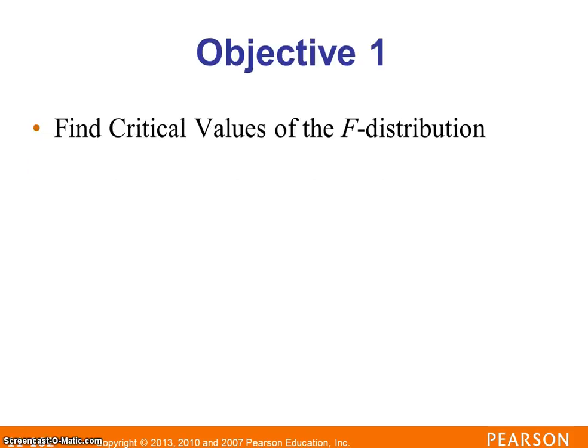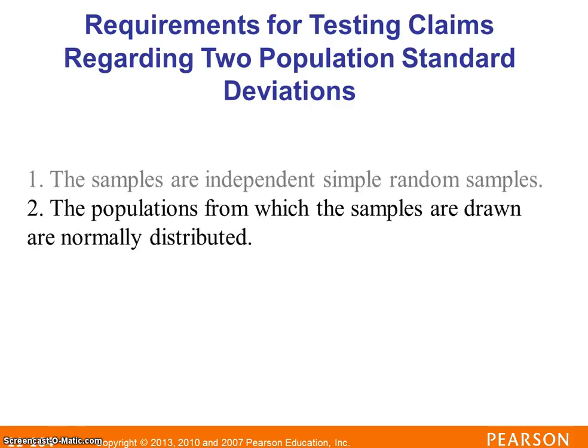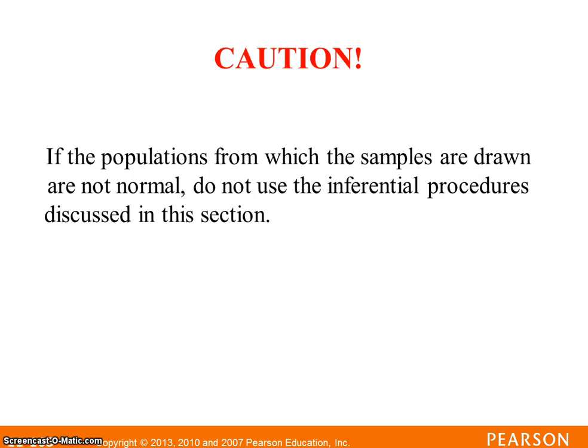So let's take a look at the first objective here. We're going to deal with something called the F distribution, and there are a couple of requirements for testing claims regarding two standard deviations. The samples have to be independent, simple random samples, and the populations from which the samples are drawn are normally distributed. If the population from which the samples are drawn is not normal, do not use inferential procedures discussed in this section. Again, we'll have to use non-parametric tests as mentioned earlier, which are in chapter 15.